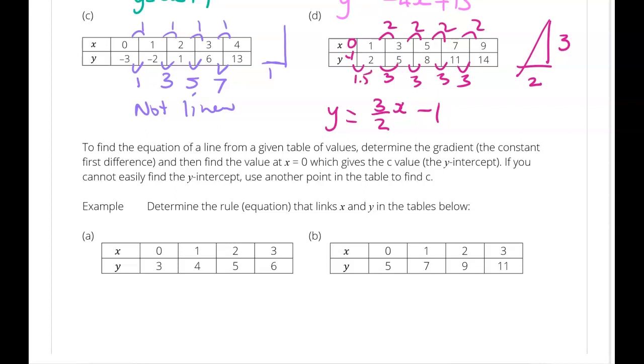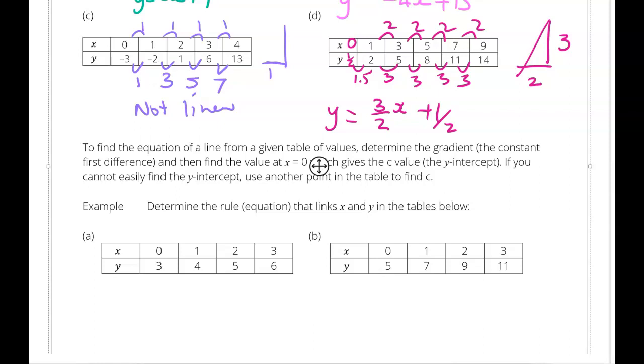Now, had I, so that's not -1, but it should be a half. So had I checked that with another point, I would have worked that out, but I didn't, so I was a bit slack. So let that be a lesson to you. Check it with another point. 1.5 times 5, 7.5 plus a half gives me 8. So just check it with another point there.